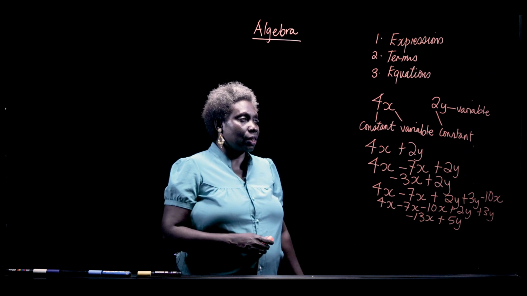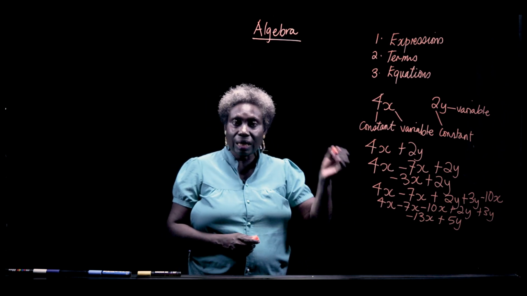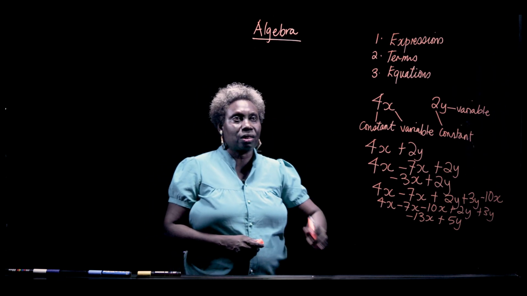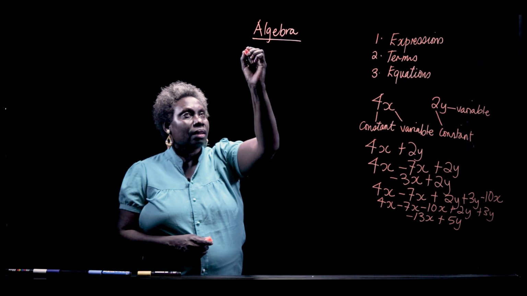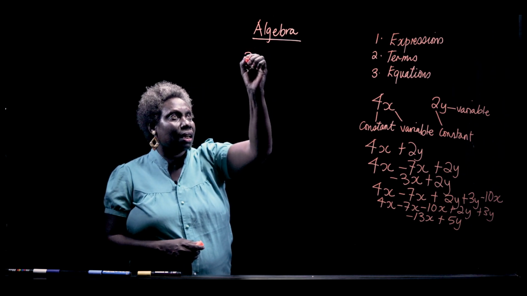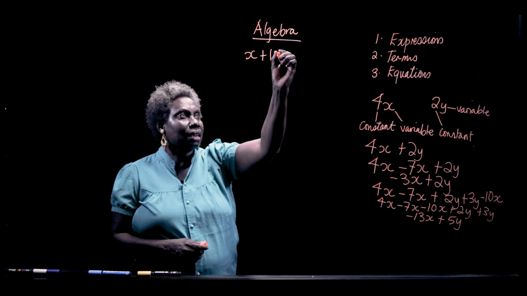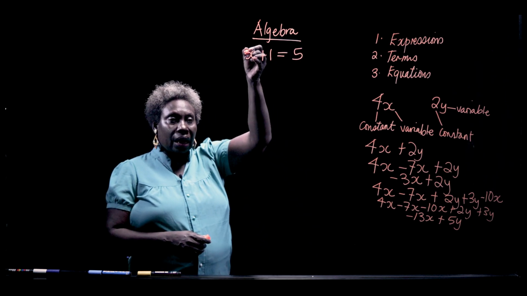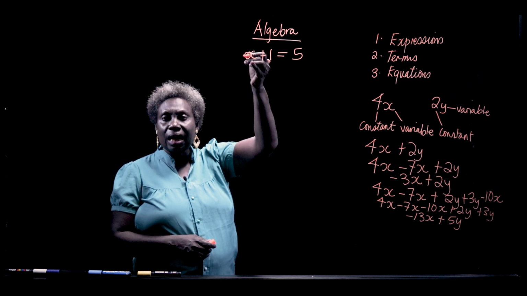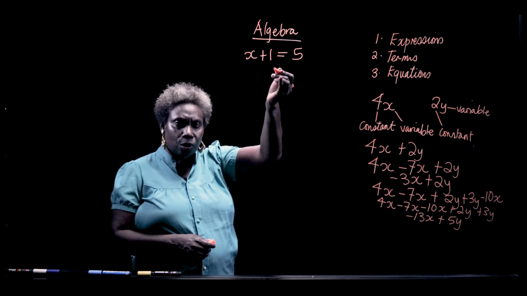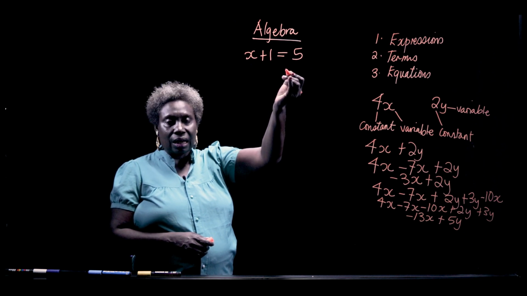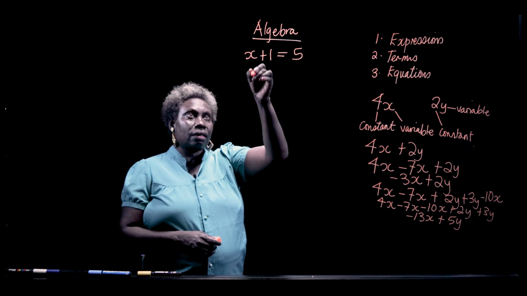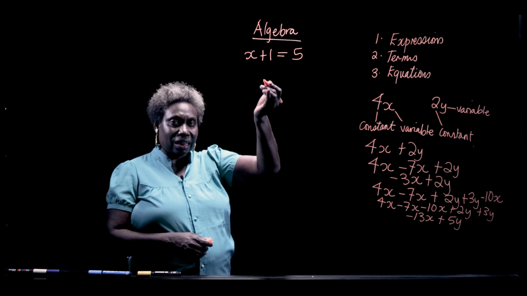Now let us look at the equations. With the equations, what makes it an equation is the equal sign that separates the terms and the expressions. Let's start with one example, which is x plus 1 is equal to 5. In this one we have a variable x, and we do not know what the value of it is. Now we are going to solve this equation to find the value of that broken part, which is x.